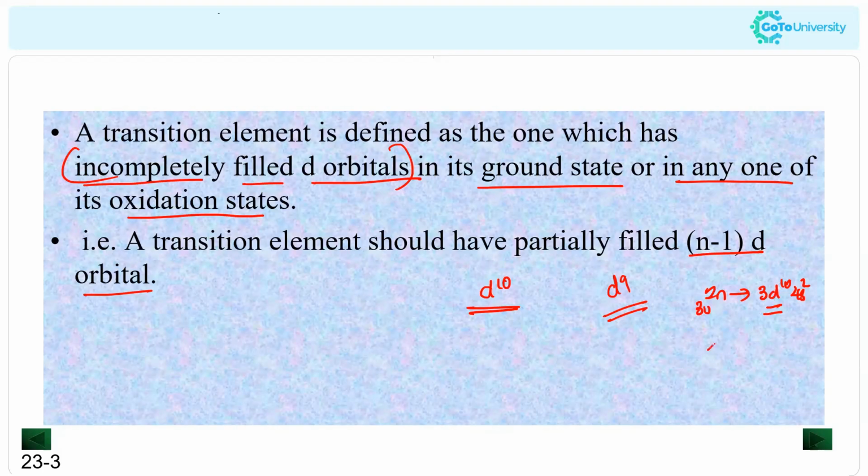Now if you consider the common oxidation state of zinc, that is Zn2+, in case of Zn2+ as well, it will be 3d10 4s0. That is, the two electrons will be removed from the 4s orbital only, not from the 3d. See, even in the oxidation state, the 3d orbitals are completely filled, right? So they are not considered. That means in the ground state or in any one of the oxidation states. Ground state is not the only criterion. If they show the d10 configuration in the oxidation state also, they cannot be considered as a transition element.